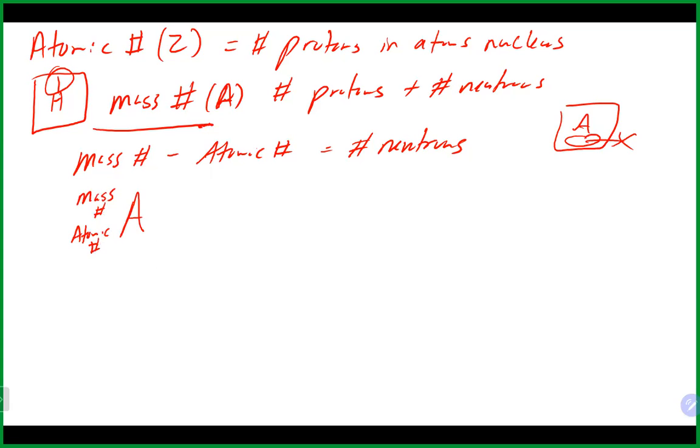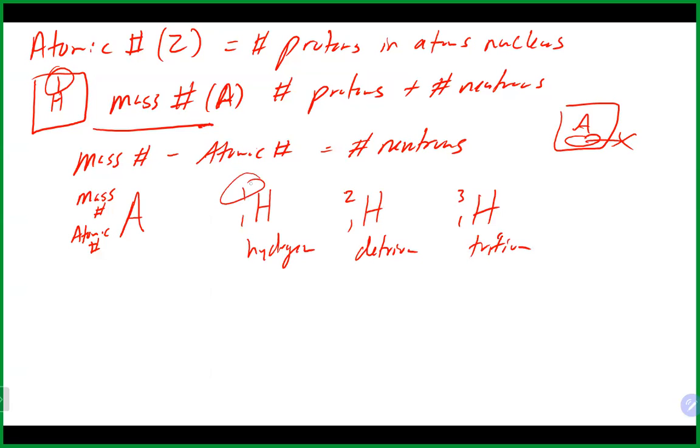Every element has protons, electrons, and neutrons except for hydrogen, which has only a proton and an electron. It does not have a neutron. And we could have isotopes. Remember, like for hydrogen, that is hydrogen. That is deuterium. And that is tritium. Those are all really hydrogens, but they have different names.